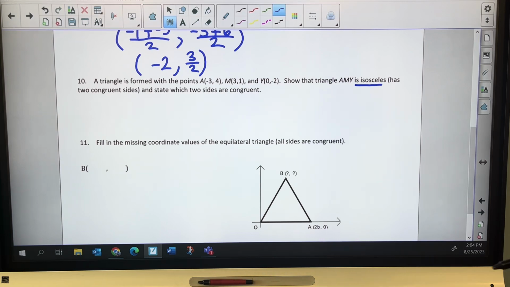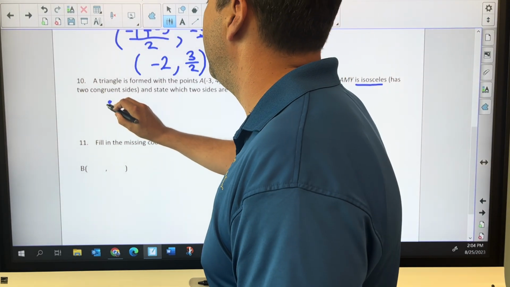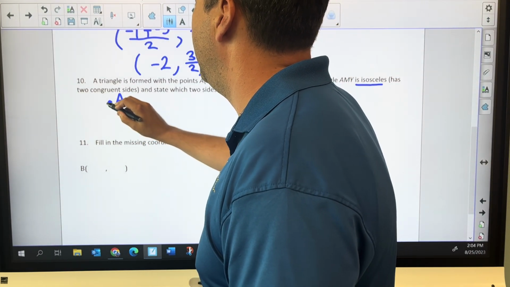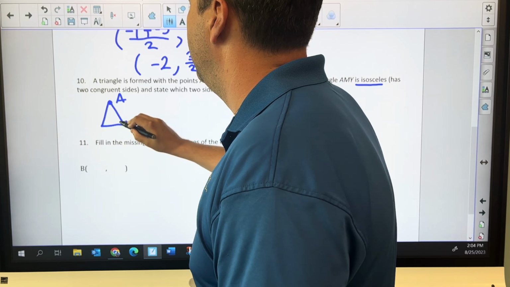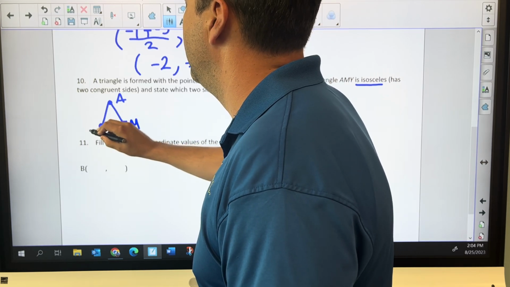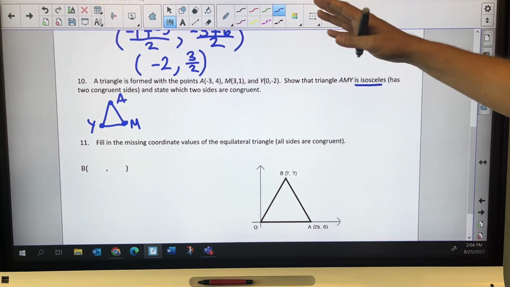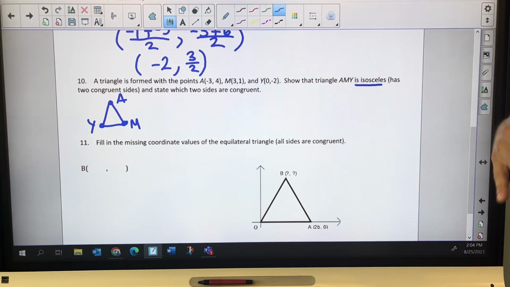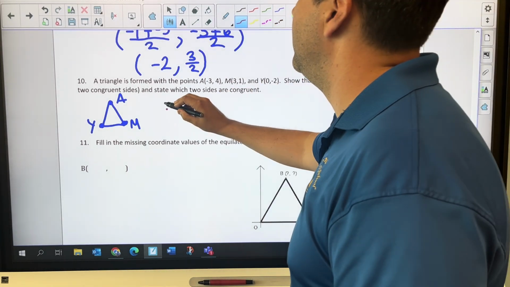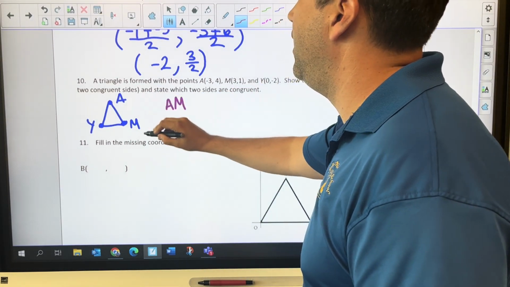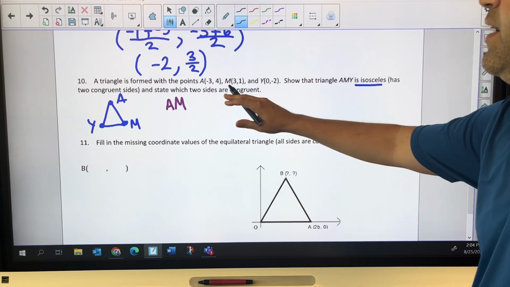So if I draw this triangle, not to scale, just to give me a picture to work from, I've got A to M to Y. All right. So ideally, I'm going to find the distances. At most, I've got to find 3 distances. If the first 2 I try are congruent, then I'm done. So let's talk about the distance from A to M first. We'll call it AM.